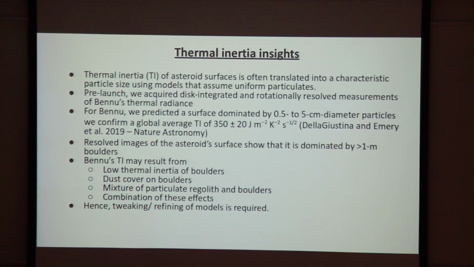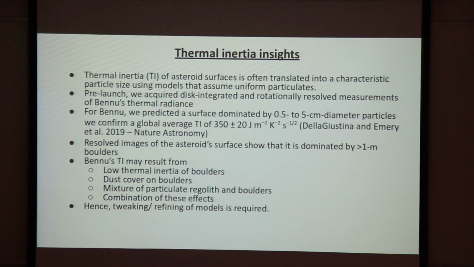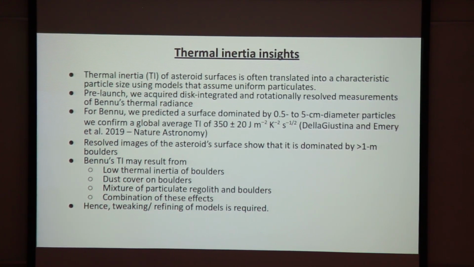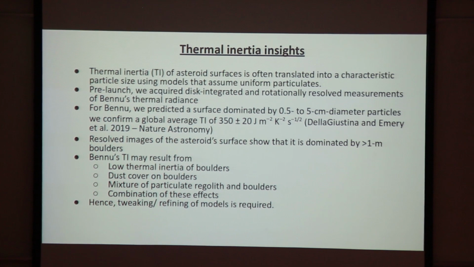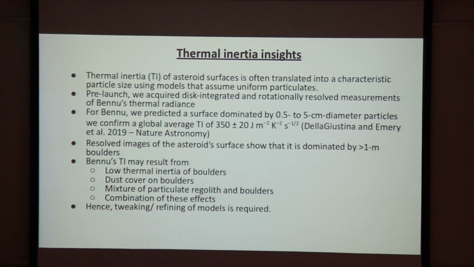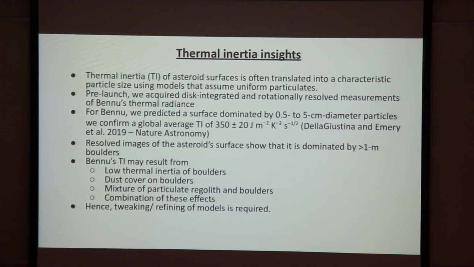Yeah, and also one of the results that was sort of unexpected, because early thermal inertia insights predicted that the asteroid would be homogeneously covered by fine regolith material, but it was not, in fact, and it was dominated by large boulders higher than 1 meter in dimension.